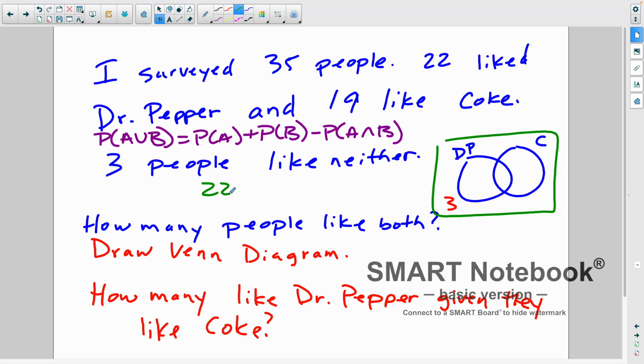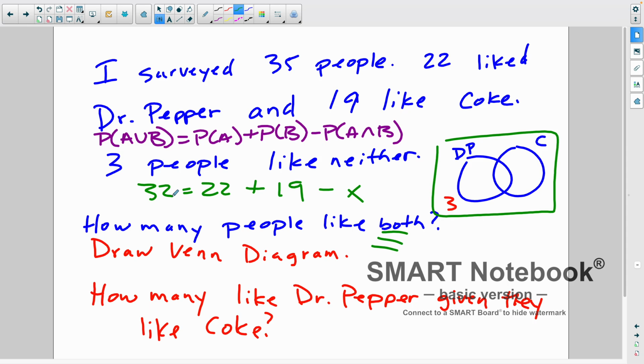That's one of the events. 19 would be the other event. It's asking me to know how many of them are both, which is that one right there. So they must have given me this one here. That's 32. It's not quite 35. 35 is everybody, correct? But there are 3 people that don't like Coke or Dr Pepper. All right, so that leaves me 32 people that like that in some version. Either they like one or the other, or they may like both.